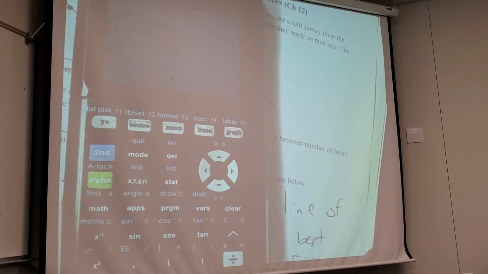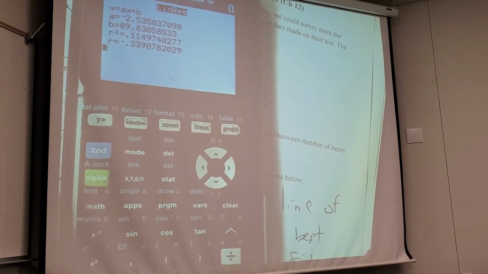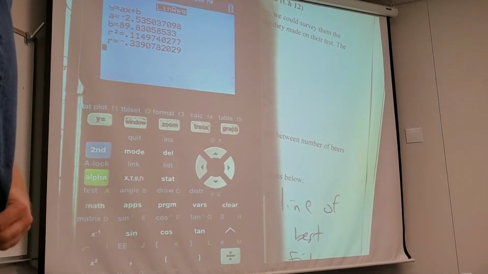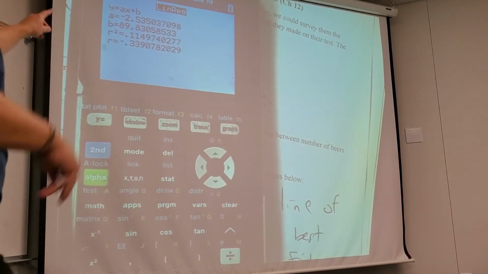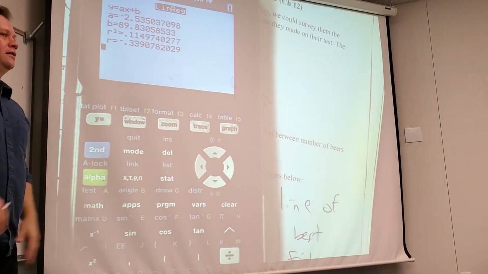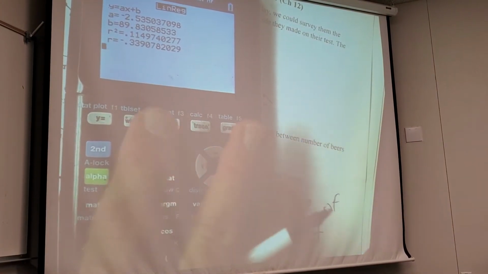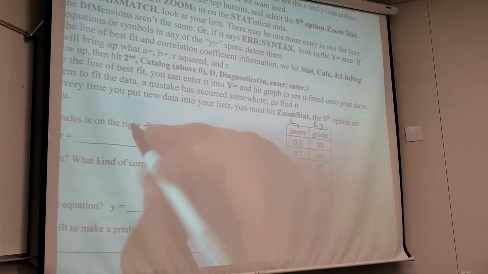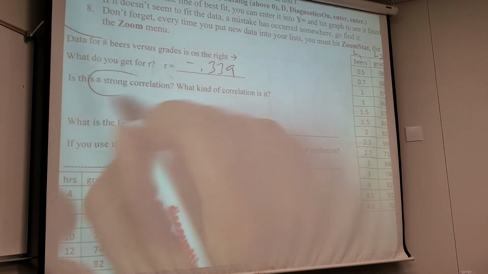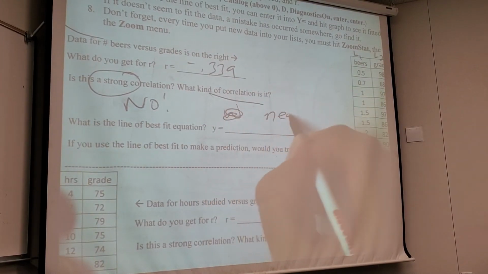So remind me, what does this R here mean again? The strength. More specifically about negative 0.34. What's that tell you? If there is correlation, it would be what kind of correlation? Negative. Negative and weak. All right, so let's answer some more questions. We sort of answered a couple of them already. So R, we got negative 0.339, right? Is this strong? No. What kind of correlation is it? Negative.